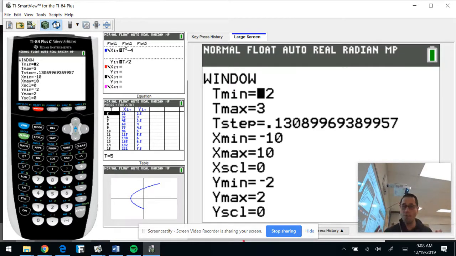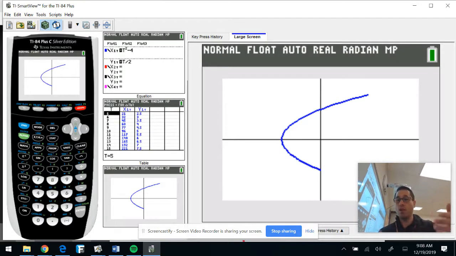I'll give you a moment. Actually, hit pause. Okay, hit pause. When you're done plugging that in, unpause it. All right, and then if I hit graph, look at that. And it's so cool. It shows me the path.